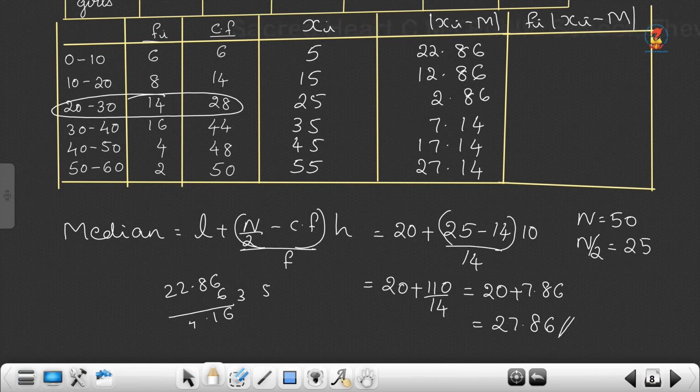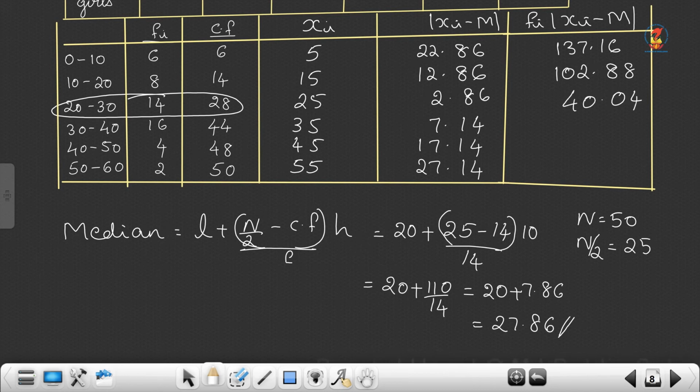So it is 137.16. The next number is 12.86 into 8. That is 102.88. You have to multiply and write. Okay. The next is 2.86 into 14. That is 40.04. The next is 7.14 into 16. That is 114.24.